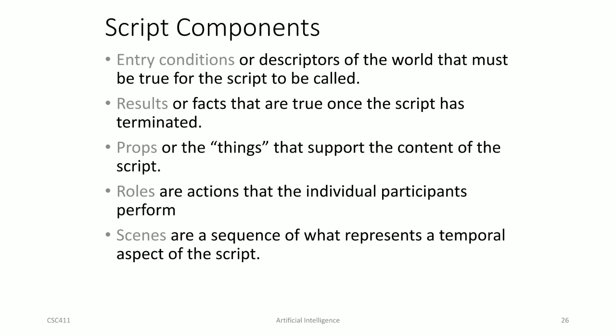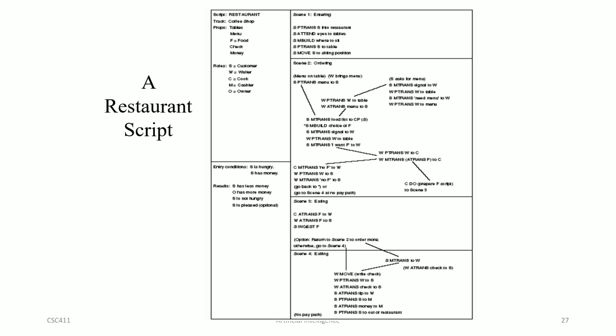Entry conditions are the initial requirements, what is initially present, a description of the environment. Then results, what will be the final results. Then props, the things that support the content of the script. Then roles, who is going to perform the actions. So roles are the individual participants that perform actions, and scenes are a sequence that represents the temporal aspect of the script.